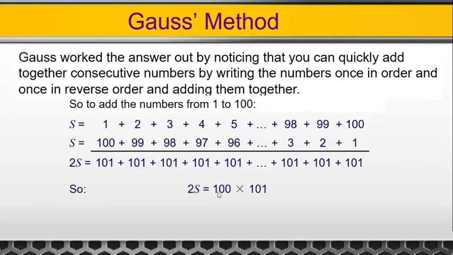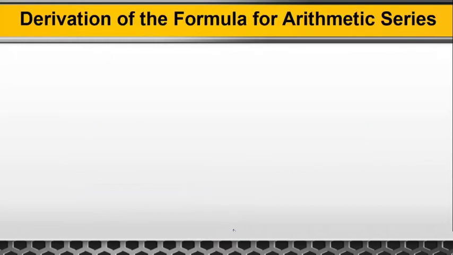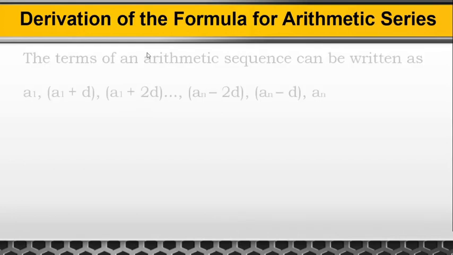So 2s is equal to 100 times 101. This 100 is because of the number of terms. So that is from numbers 1 to 100. So 100 times 101 is equal to 10,100. So removing now the value of 2 here, divided by 2, that is 1. And you will also divide this by 2. So 10,100 divided by 2 is 5,050.